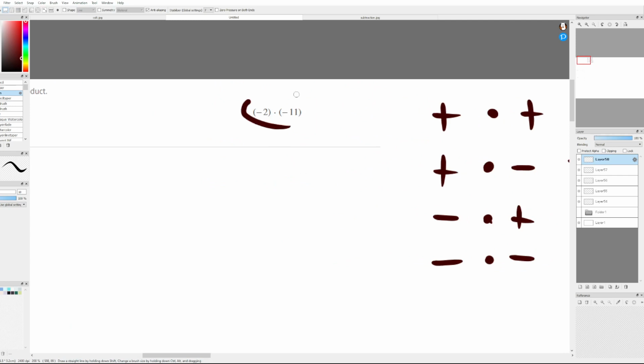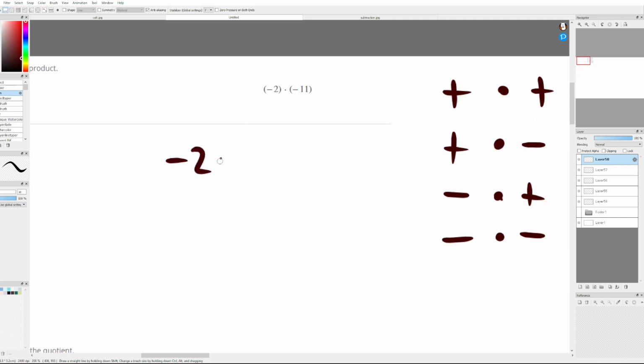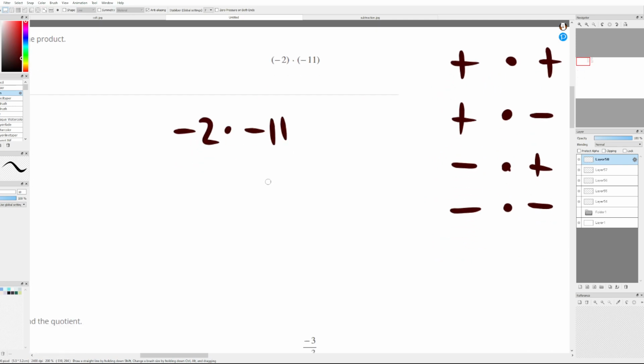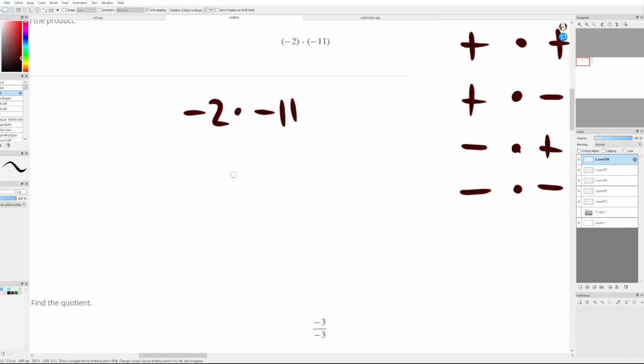With that in mind, we have two negative numbers and we are asked to find the product. So negative 2 times negative 11. And the parentheses don't really matter in this case. They're just putting it there to be clear. Negative times negative gives us a positive, it basically gets rid of these. So it's going to be 22. Positive 22.